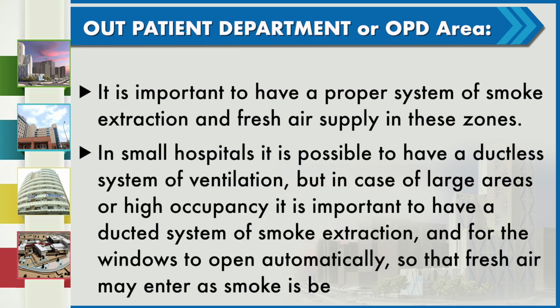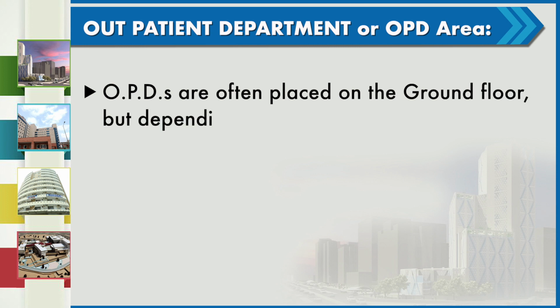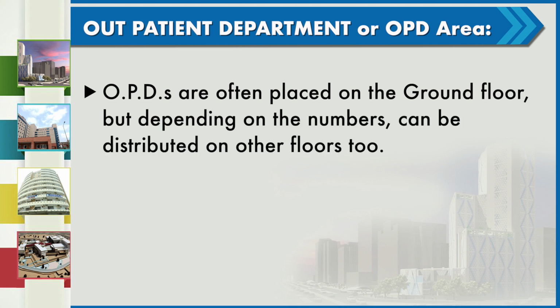In small hospitals, it is possible to have a ductless system of ventilation, but in case of large areas or high occupancy, it is important to have a ducted system of smoke extraction and for the windows to open automatically so that fresh air may enter as smoke is being exhausted. OPDs are often placed on the ground floor, but depending on the numbers can be distributed on any other floor too.